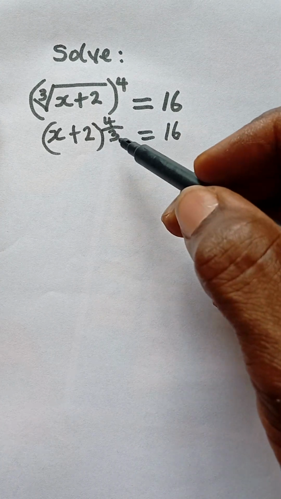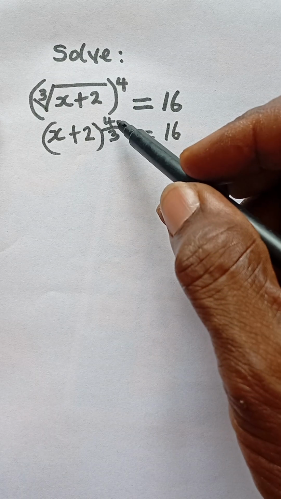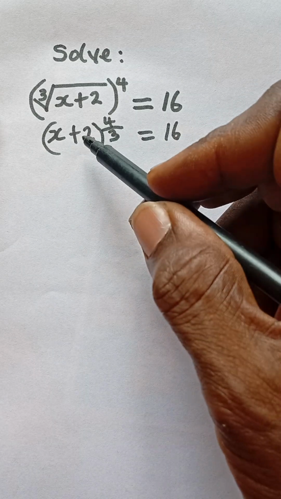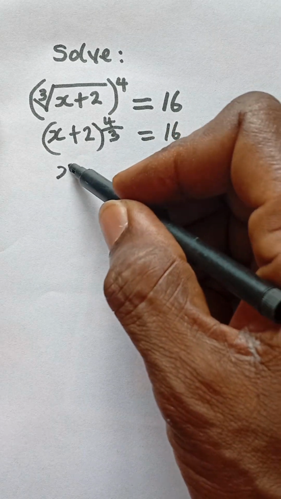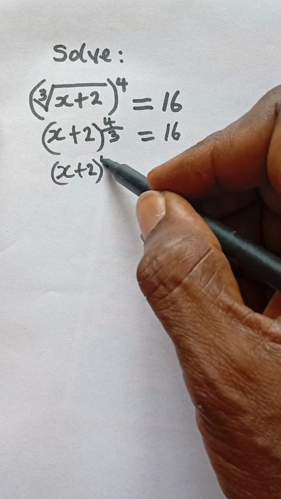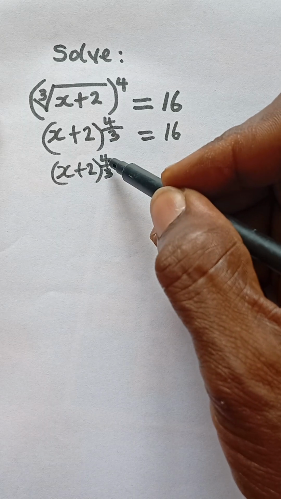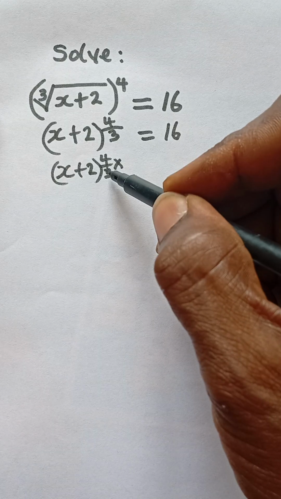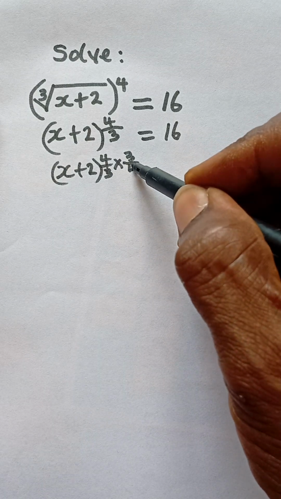So in order to solve this, a simple way is to multiply this power by the inverse of this, so that the whole thing will be raised to the power of 1. So we write x plus 2, all raised to the power 4 over 3. For me to make this power become 1, I'll raise it to another power, which is the inverse of this. The inverse of this is 3 over 4.